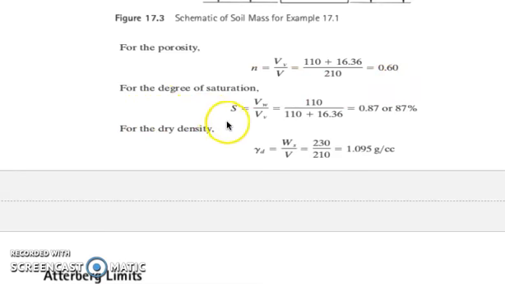For the degree of saturation, which is equivalent to the volume of the water over the volume of the voids, we get a value of 0.87 or 87%. And for the dry density, the dry density is equal to the weight of the solid over the total volume. So we get a value of 1.095 grams per cubic centimeter.